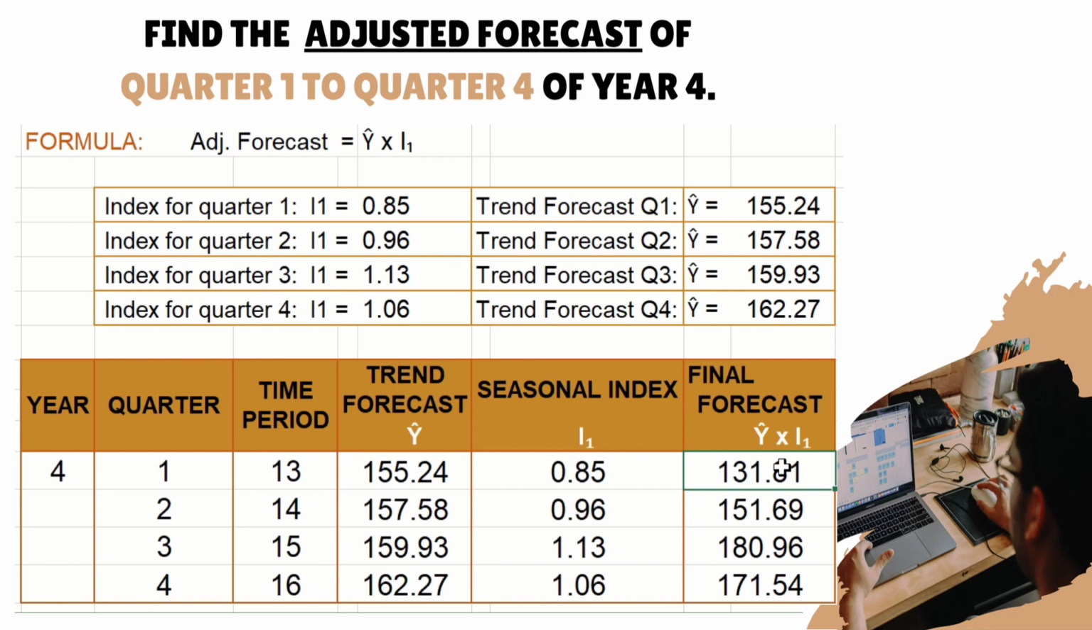We already have our values for the seasonal index, and we also have the values for our trend forecast. To get our final adjusted forecast, we will multiply the trend forecast 155.24 times our seasonal index 0.85, that will give you 131.81 for quarter 1. And then for quarter 2, 157.58 times 0.96, that will give you 151.69. And then for quarter 3, 180.96, and quarter 4 is 171.54. So this will be our result, and this gives you the final adjusted forecast of year 4.